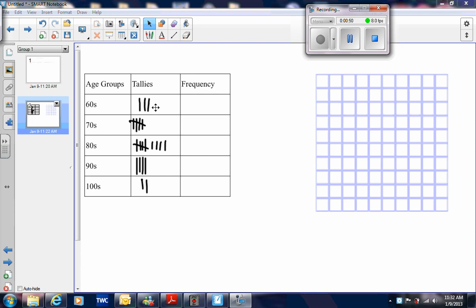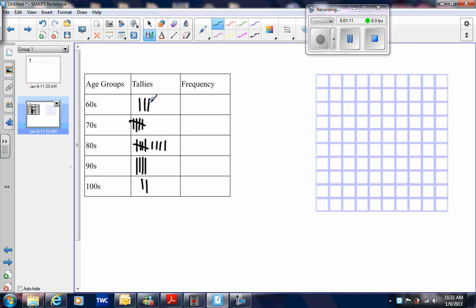All right, I suppose we went through and talked to a bunch of people that lived in the nursing home and went down a specific wing. So this wouldn't be all of the people that lived in the nursing home. This would just be a certain area. I did age groups: 60s, 70s, 80s, 90s, and hundreds.